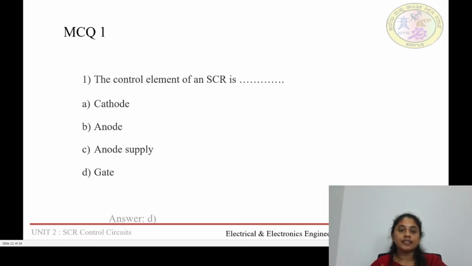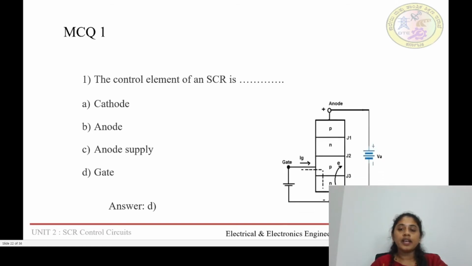The answer is D, gate. How is it gate? We have studied different methods of triggering of SCRs. In that, the most preferred method is which one? That is the gate triggering. In gate triggering, we need to apply a small amount of gate voltage in order to trigger the SCR. So, the control element in gate triggering is the gate. Hence, the control element of an SCR is the gate.